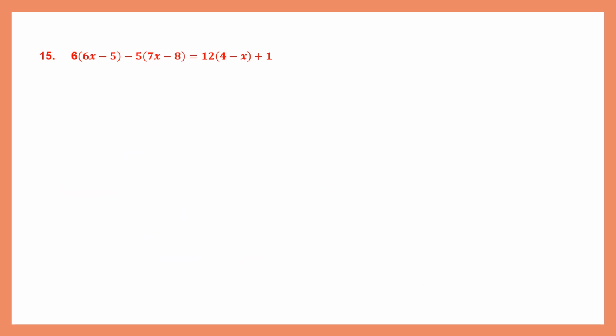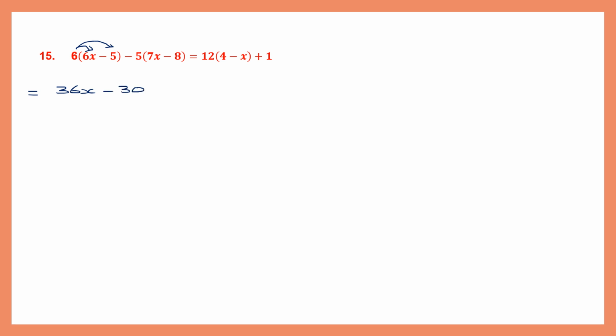Question 15. Now here we have to simplify this and also simplify this on the other side. So let's begin with this. So here we have 6 into 6x first and 6 into minus 5. So 6 into 6x, 6 sixes are 36, 36x, 6 into minus 5, that is minus 30.